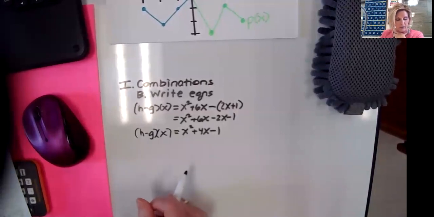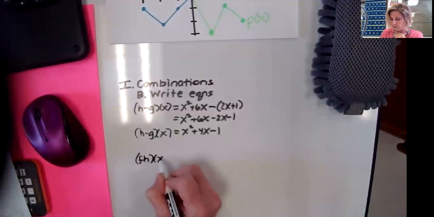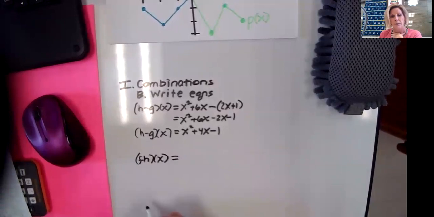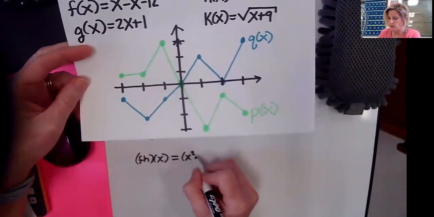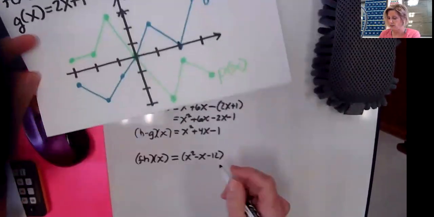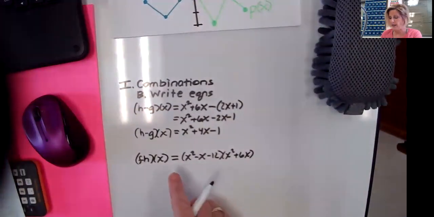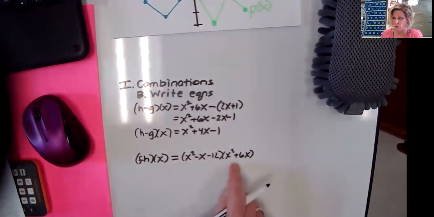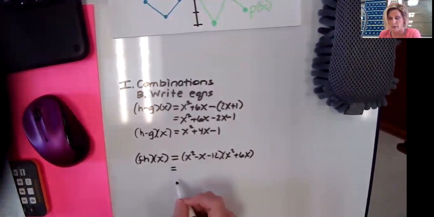So let's look at the equation for f h of x. All right? So I need the equation for f of x. So the equation for f of x is x squared minus x minus 12 times the equation for h of x, which is x squared plus 6x. So right now it's in sort of almost factored form, not really. But what I'm going to do is recreate the equation in standard form. So I simply have to multiply the trinomial by the binomial.